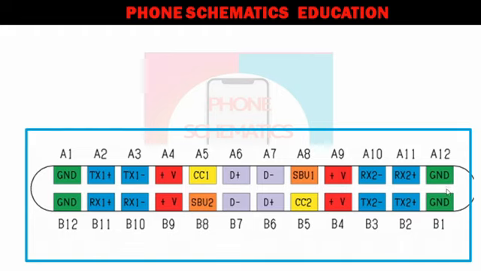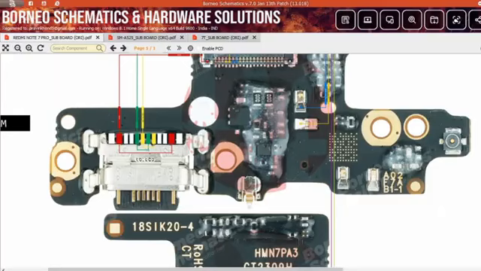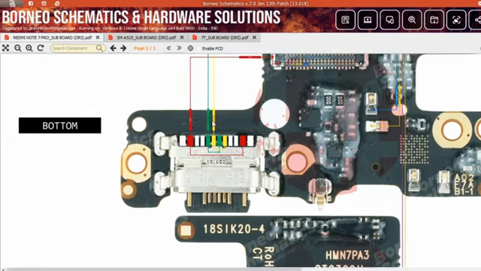Now these are ground pins. I hope you understood each and every pin in detail, right? Now let's go to the hardware solution for the information I'm giving you. Now let's see the C-type connector difference, 16 pin, 18 pin and 24 pins.